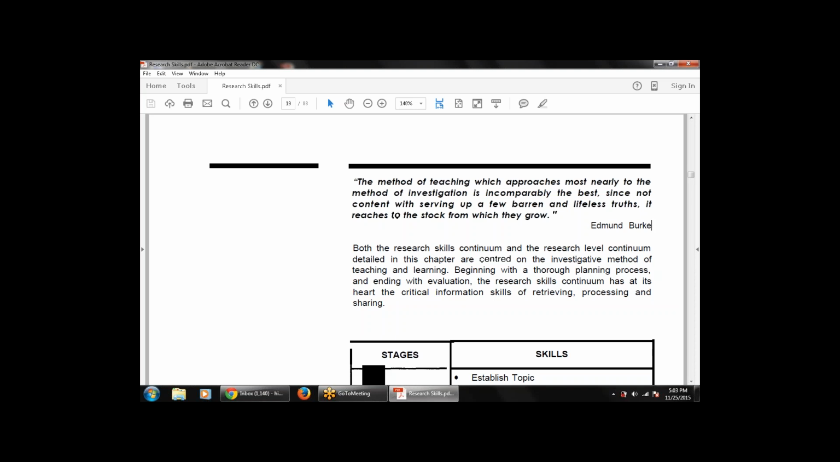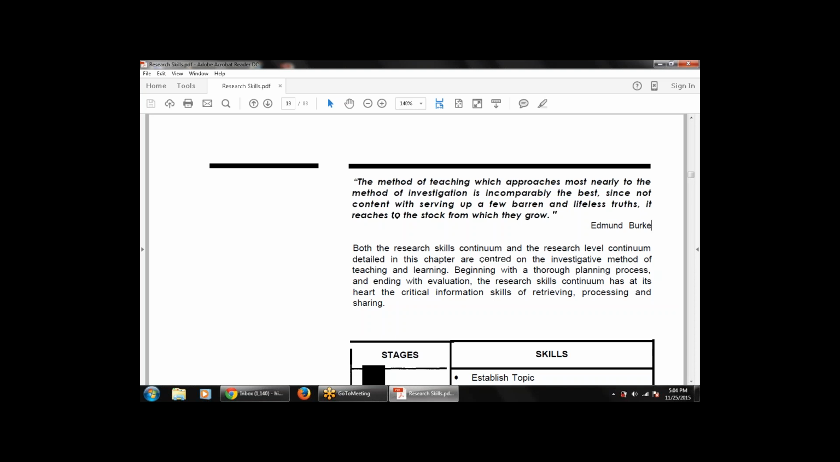That is the main part. So the starting line, again I'm repeating: whatever approach or method is used for teaching, the one that is most nearly the method of investigation is incomparably the best, since it is not content with serving up a few barren and lifeless truths. It reaches to the stalk from where they grow. That is from Edmund Burke.